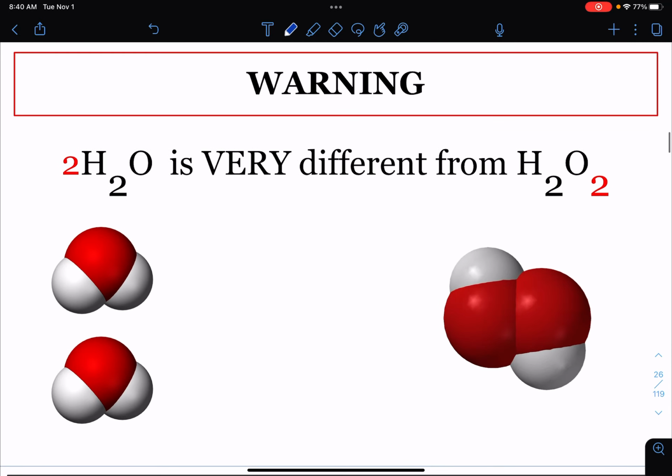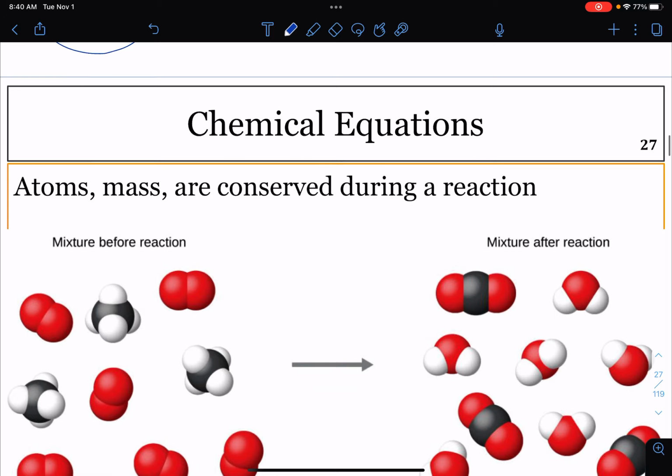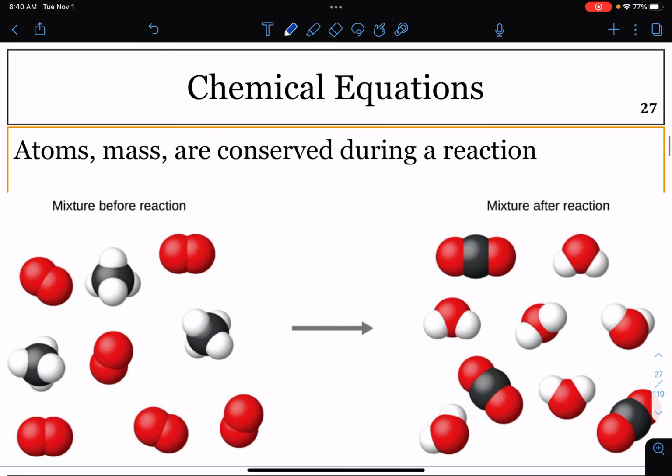So let's say it again. 2 H2O molecules is very different than a hydrogen peroxide molecule. Do not change the subscripts when balancing a chemical reaction. You can only change the coefficients. Mass is conserved in this picture. If you remember, the law of conservation of matter means that no atoms or no mass can be destroyed or created in a chemical reaction, only changed.